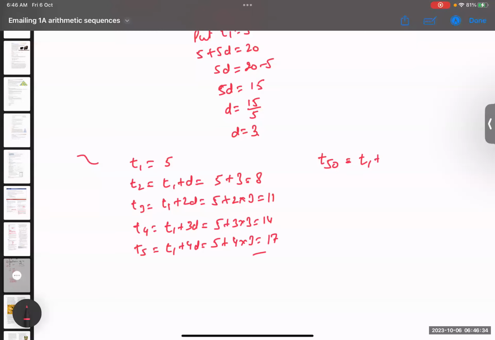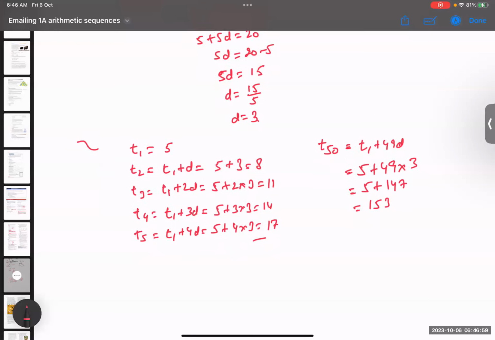About T50. T50 is T1 plus 49D, right? So what is T1? T1 is 5 plus 49 into 3, which is 147. So 5 plus 147.